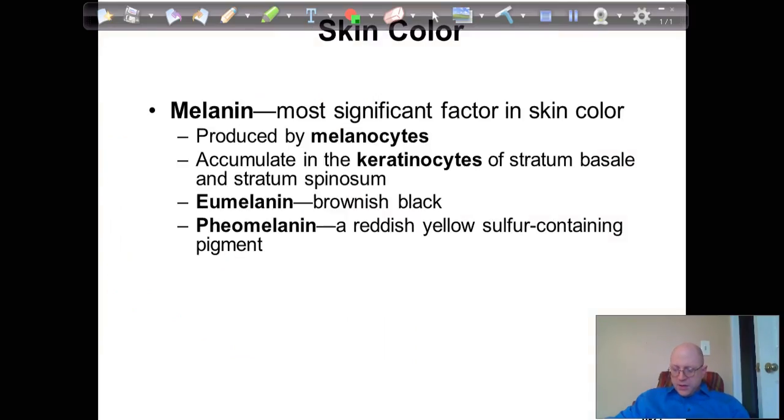Right. Skin color. Skin color is produced by pigment molecules, and your skin is not colored entirely by melanin, although melanin is, as it says here, the most significant factor in skin color. Produced by your melanocytes, and then accumulates in the living keratinocytes of the stratum basale and stratum spinosum, and there's two forms. Eumelanin, which is a brownish-black color, and pheomelanin, which is a reddish-yellow color. So you can now make some assessments as to what kind of melanin you might find in people's hair or skin based on the color that's there.